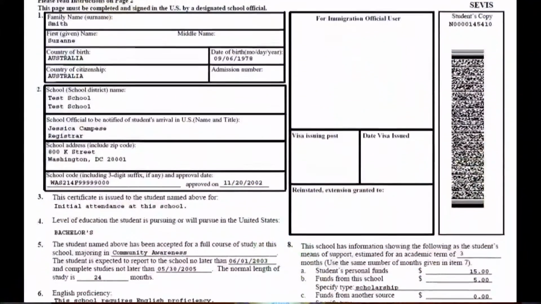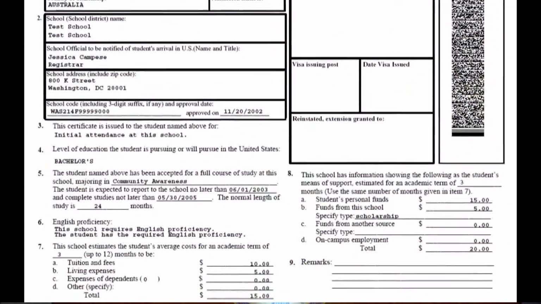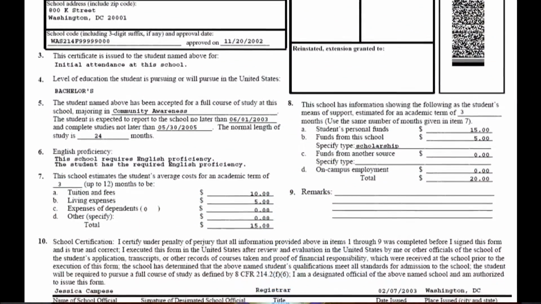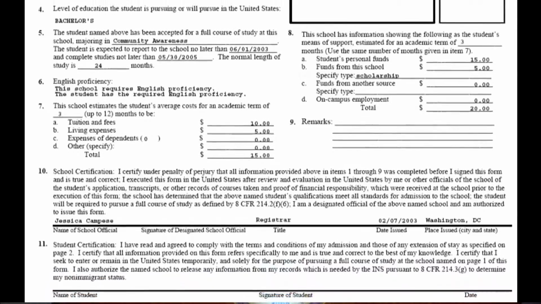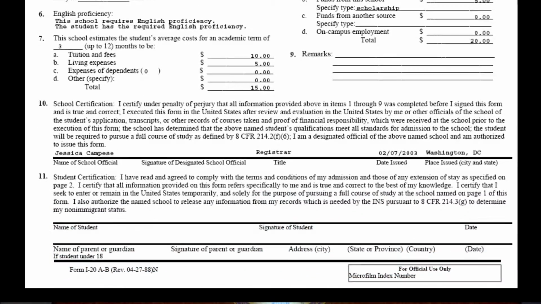Sure. So the Form I-20 is a required document for applying for the F student visa. And as you said, it's going to be issued to you by the school. The Form DS-2019 is a required document to apply for the J category exchange visitor visa. It's going to be issued to you by the designated sponsor of your program. Okay, great.